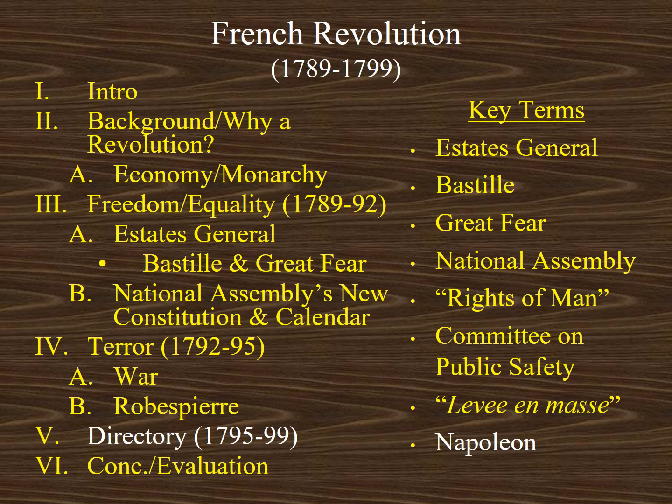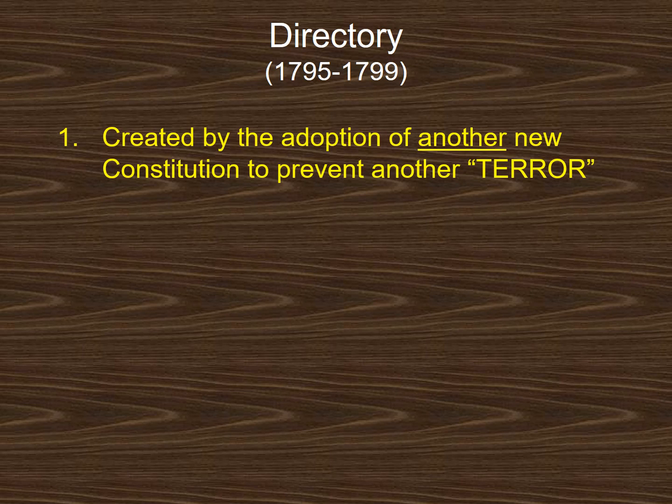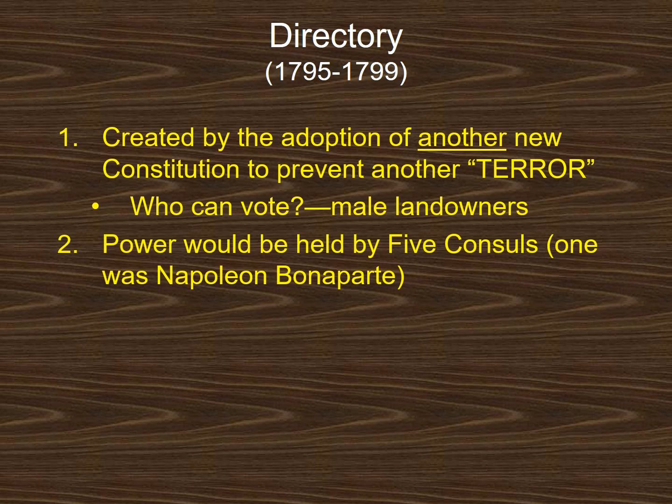That brings us to the last phase of the French Revolution, and that's called the Directory. In response to the hysteria caused by the Reign of Terror, leaders of the revolution wanted to avoid a similar situation from happening again, so they adopted another new constitution. This one would ensure that there would not be any Reign of Terror. At its foundation, all male landowners would continue to have the right to vote. However, power would be held by 5 individuals who were called consuls. One of those consuls was Napoleon Bonaparte.